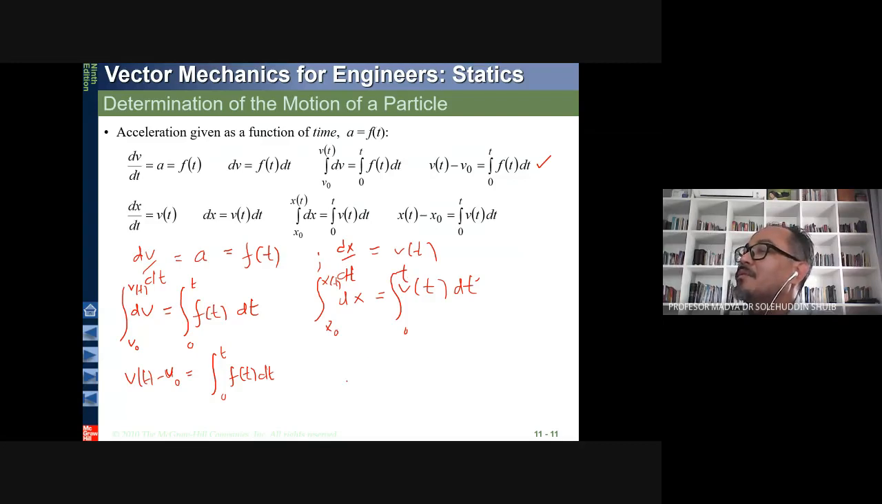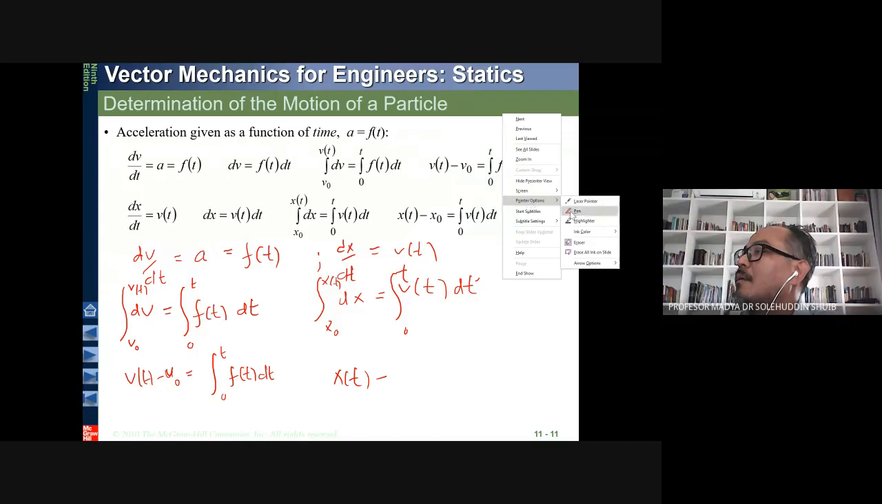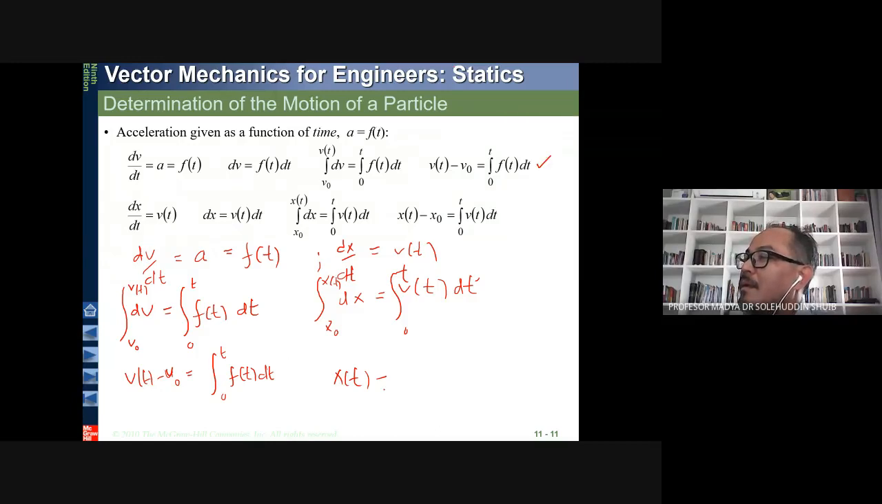So we solve, so it's going to be xt minus x dot, okay, x dot, x dot, equal to the integration of vt.